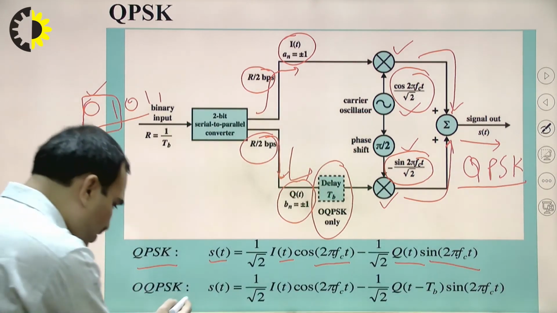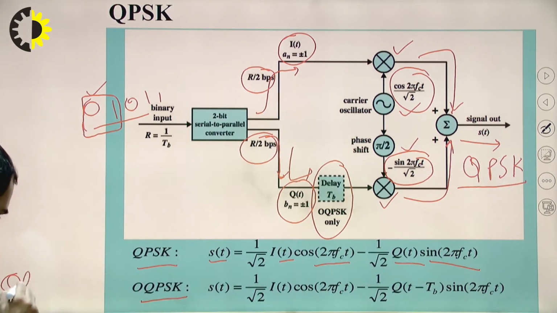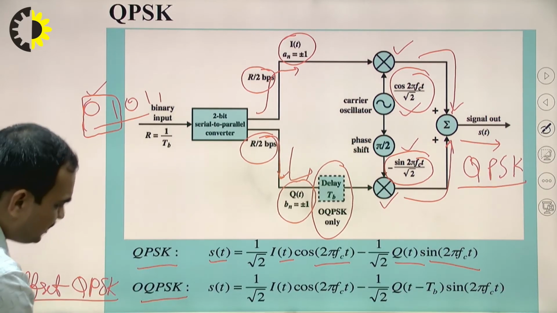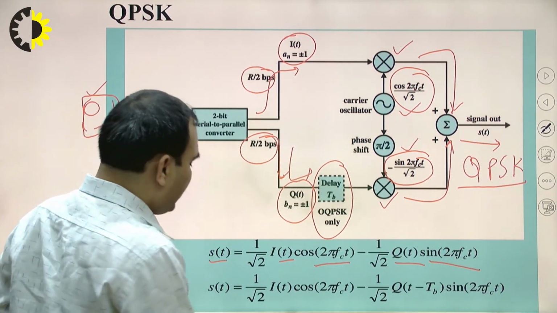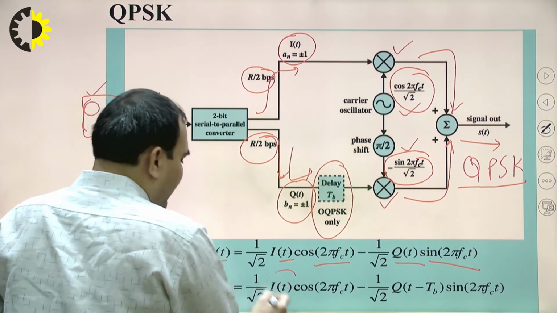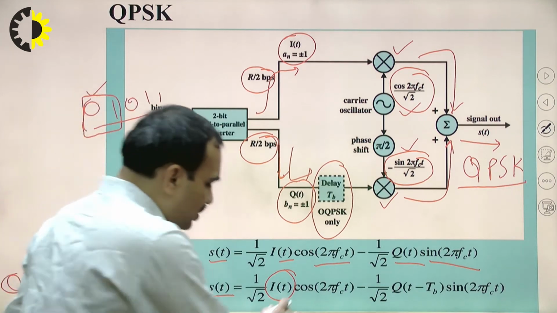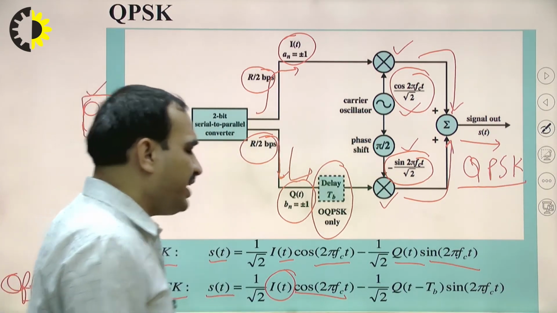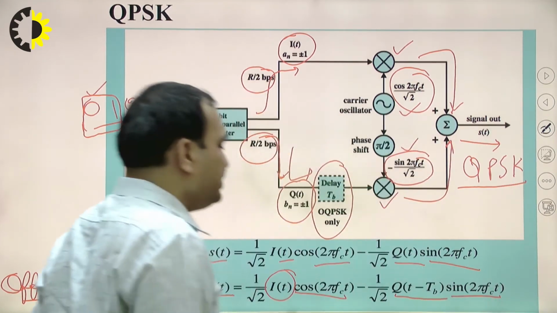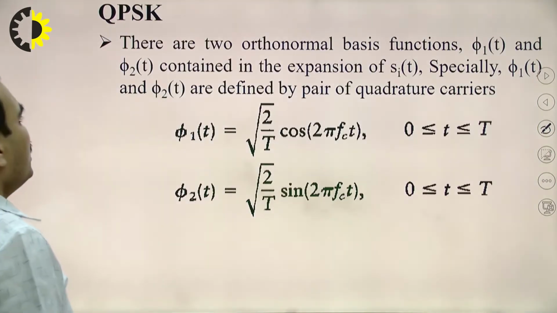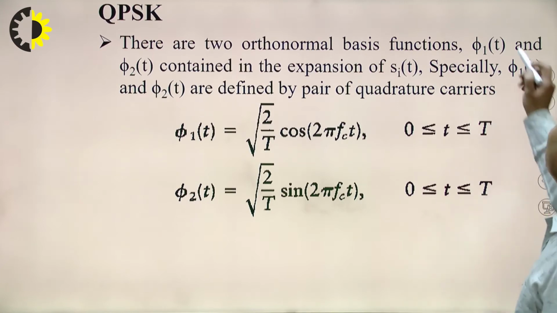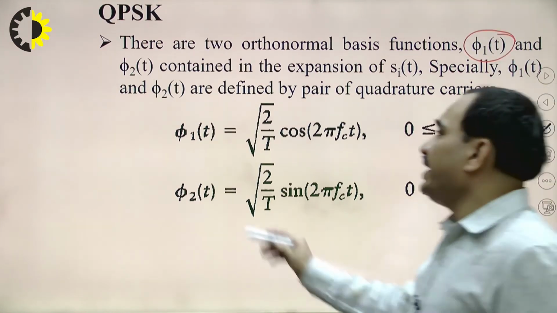So in case of offset QPSK, offset quadrature phase shift keying, we can write this equation as s(t) = 1/√2 I(t) cos(2πfct), that is the in-phase signal, minus 1/√2 Q(t − Tb) sin(2πfct), that is the quadrature phase signal. So there are two orthogonal basis functions for this, we have phi 1 and phi 2 of t.